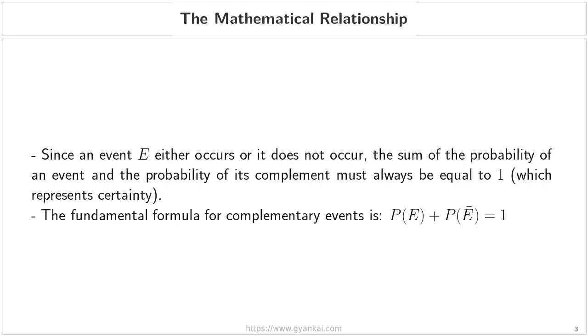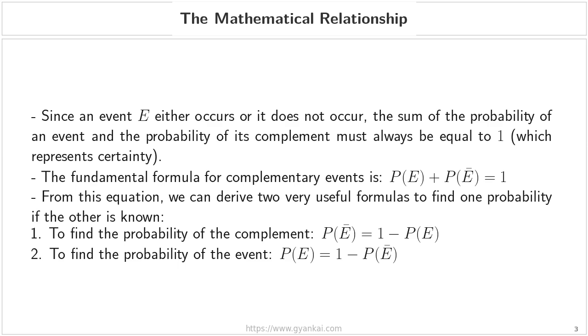This gives us our fundamental formula for complementary events, which is the probability of event E plus the probability of E bar equals 1. Now, this equation is incredibly powerful because it allows us to rearrange it to find a missing value. If you know the probability of an event happening, but you need to find the probability of it not happening, you can use the first derived formula. The probability of E bar equals 1 minus the probability of event E. Conversely, if you know the probability of the complement, you can find the probability of the original event by using the second formula. The probability of event E equals 1 minus the probability of E bar.